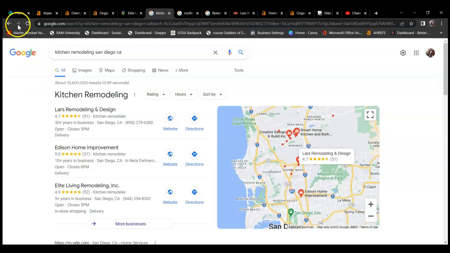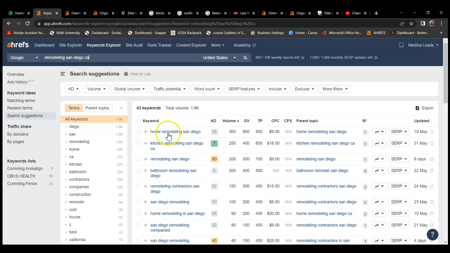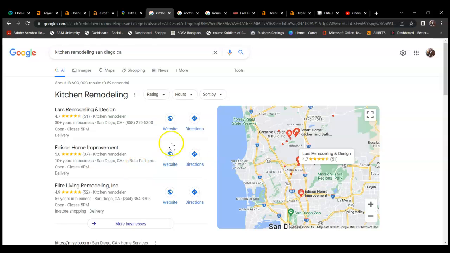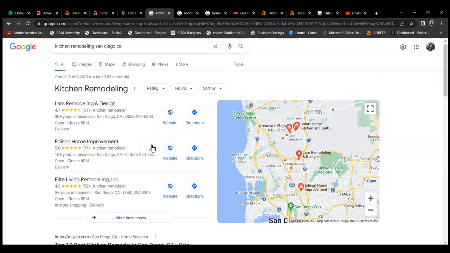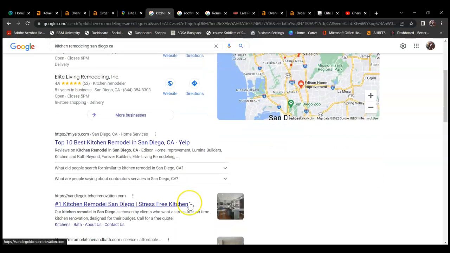So if we're looking at a keyword, Kitchen Remodeling San Diego, California, with a search volume of 250 per month, 80% is going to go to those top three there. So you're looking at 200 going straight to your competitors here. And unfortunately, there goes that traffic.